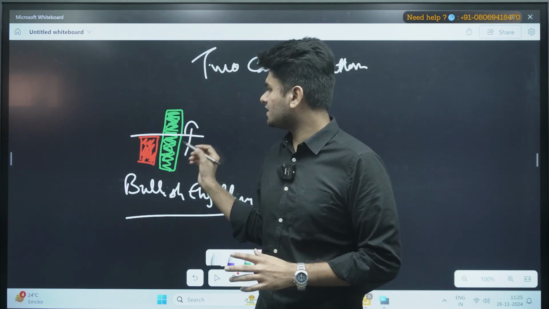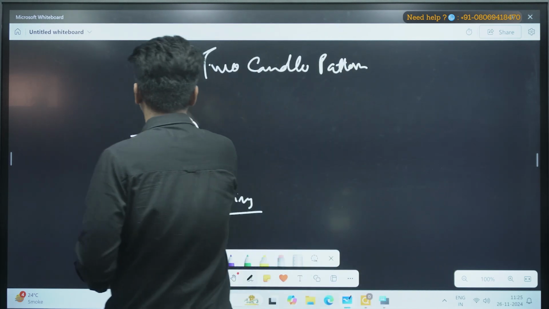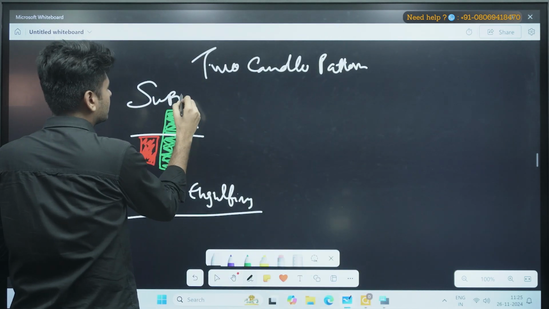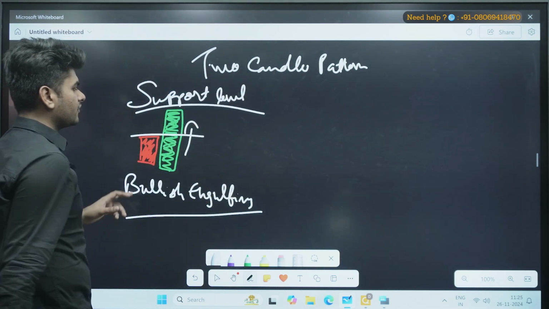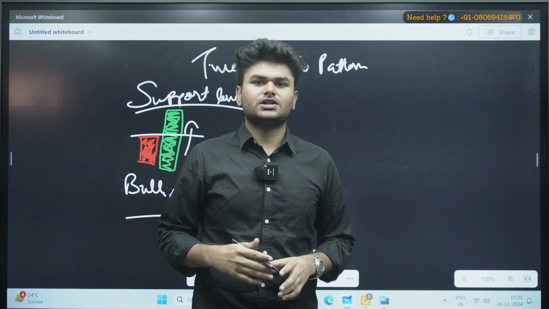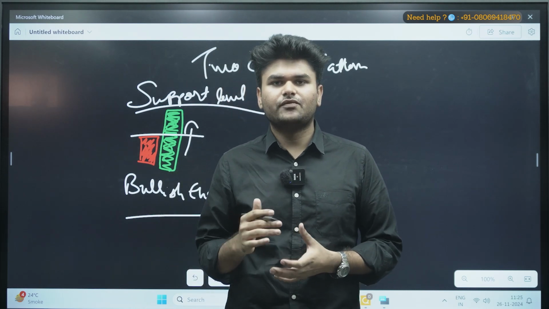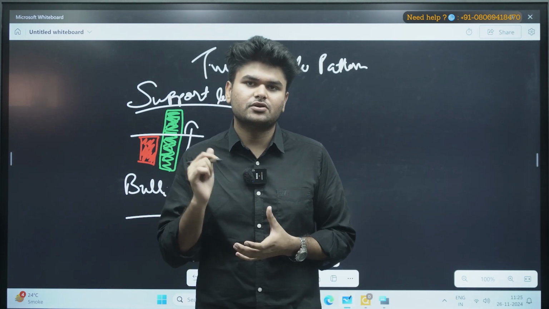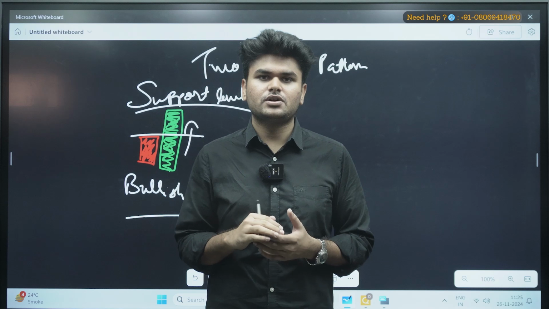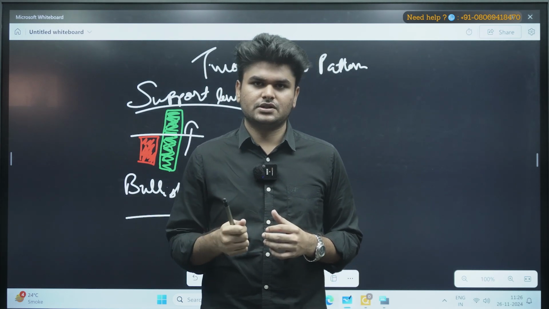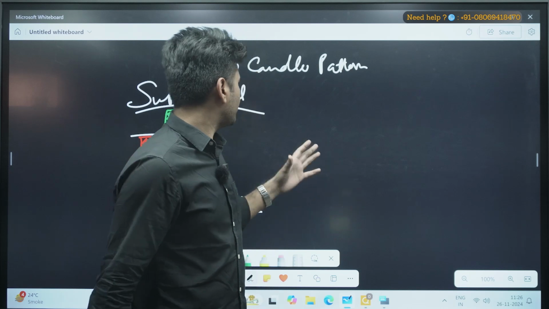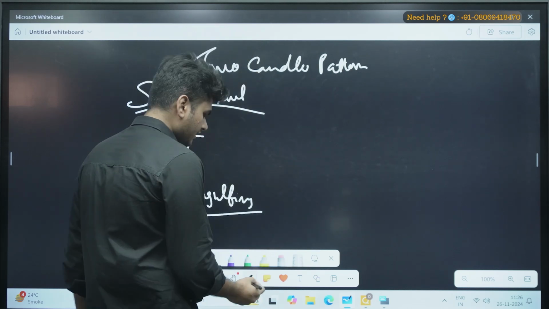So if you are seeing this at a support level, okay, at the support level, if you are seeing a bullish engulfing, generally it is indicating that the particular instrument has taken a support, and now from this level we are tending to see a reversal.